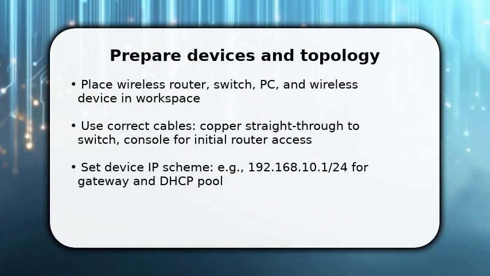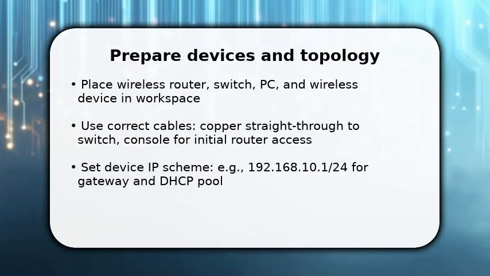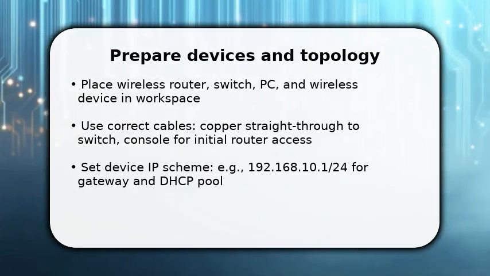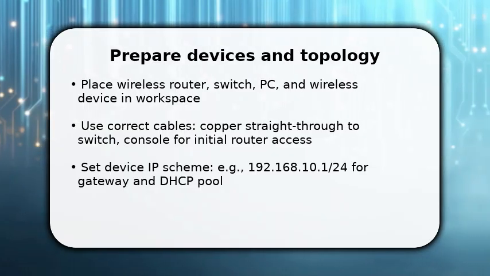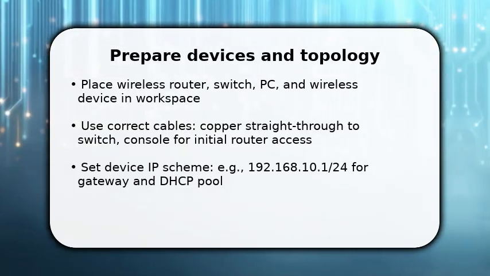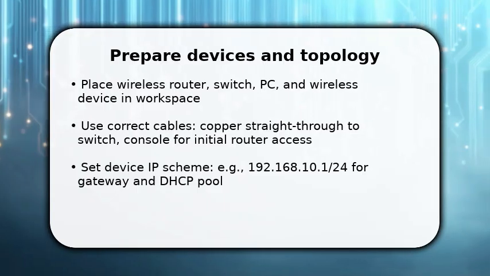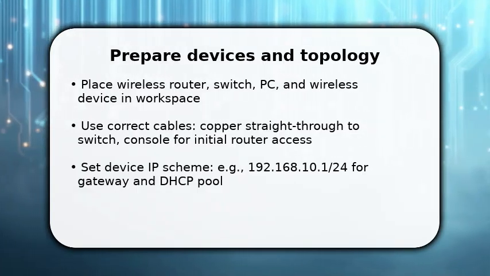You start by assembling the topology. Place a wireless router, or WRT, plus at least one PC and a wireless client. Connect router to switch, then PC to switch. Use a console cable to access CLI if needed.